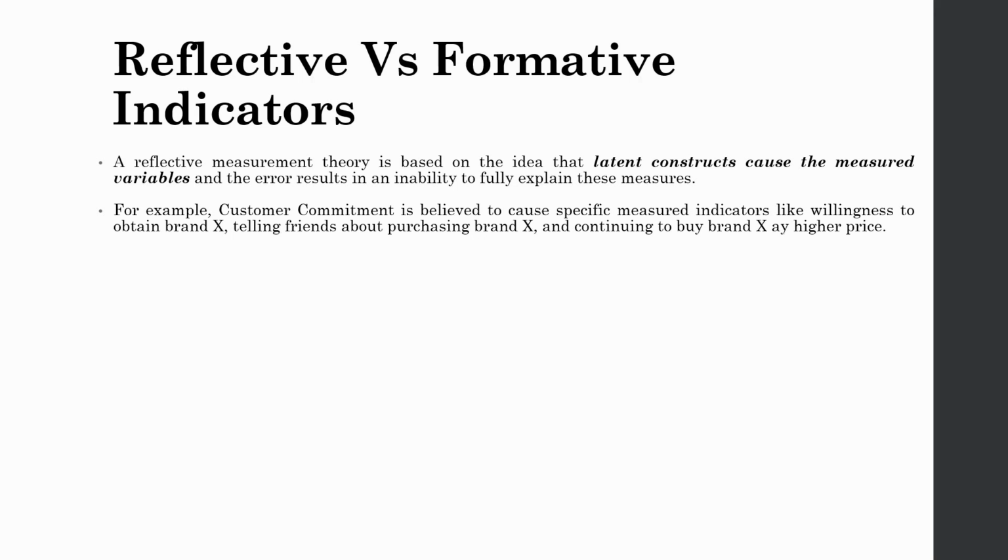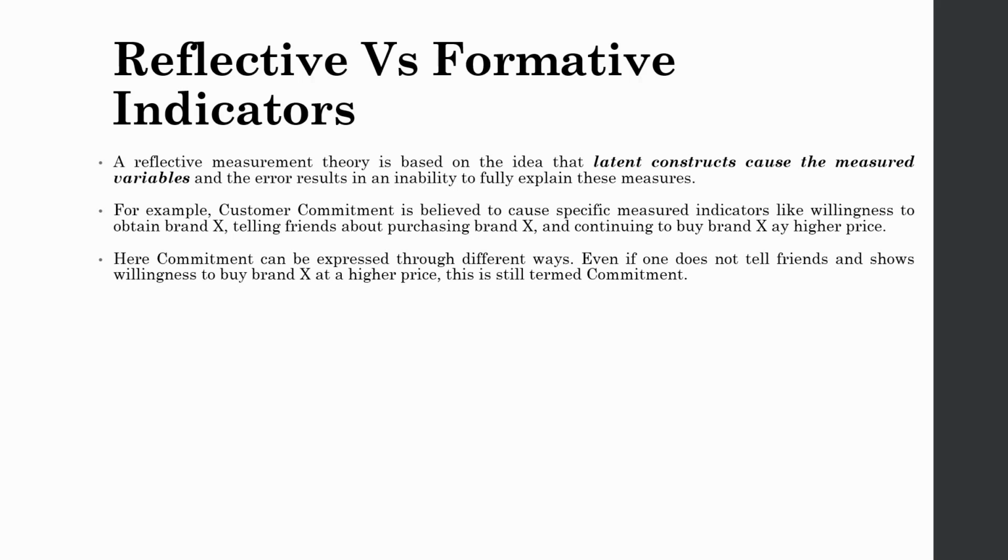And I gave you the commitment example earlier. Here, commitment can be expressed in three ways. Even if one does not tell friends and show willingness to buy brand X at a higher price, there is still commitment. So let's say customer commitment is believed to cause specific measured indicators like willingness to obtain brand X, telling friends about it, and continuing to buy brand X. Even if you do not have the first two and only the last two, this will still be called commitment. But in HDI, even if you remove one of them, it's no longer HDI. That is what makes reflective indicators interchangeable and formative not interchangeable.